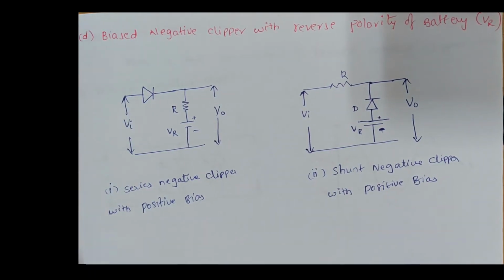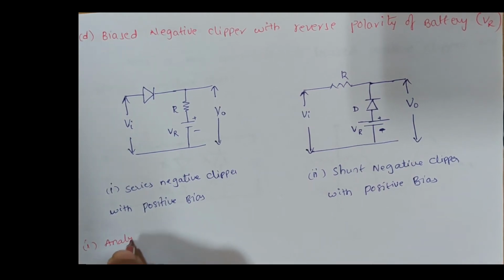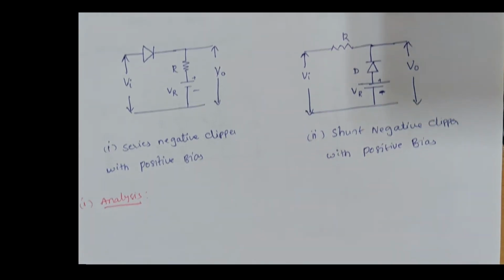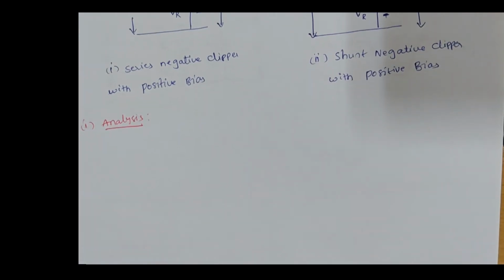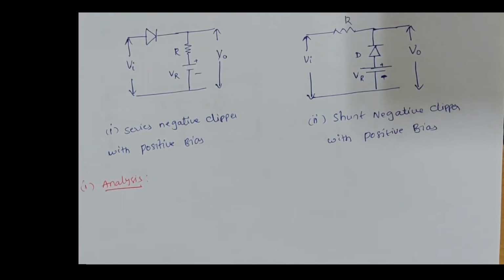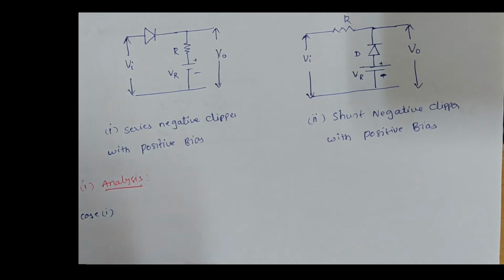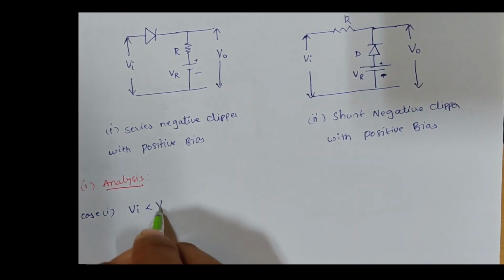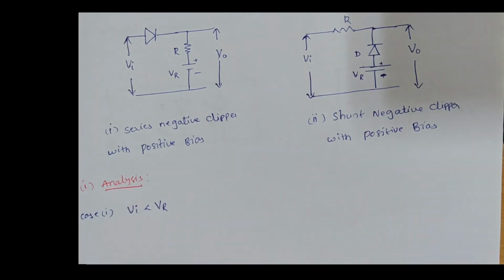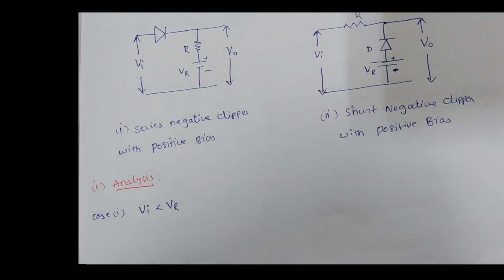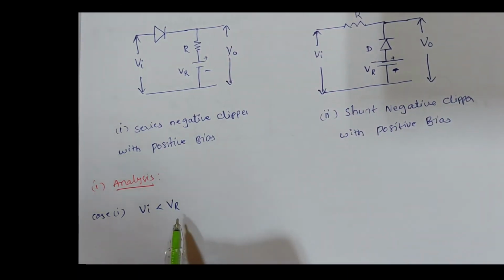So we'll analyze the first circuit, the analysis of the series negative clipper with positive bias. In this case, what happens? In the first case we'll consider Vi is less than VR. So what happens here? In the first case, Vi is less than VR.